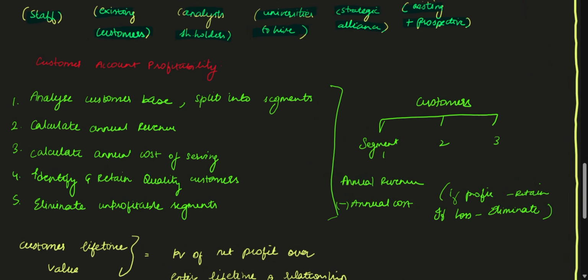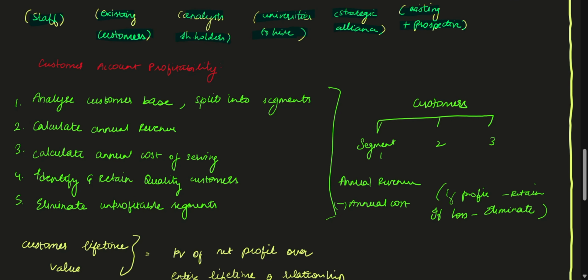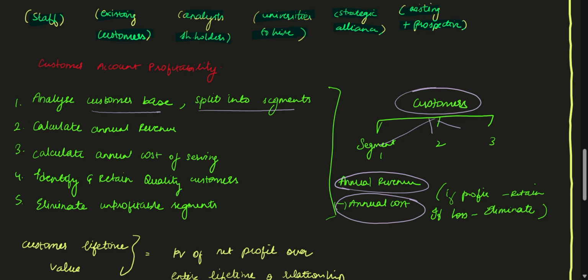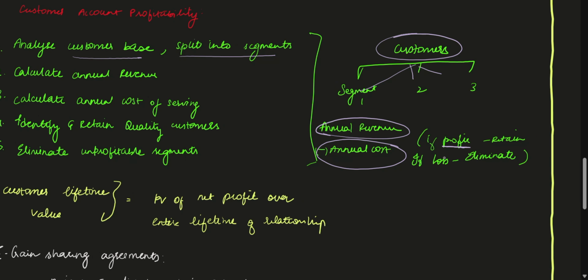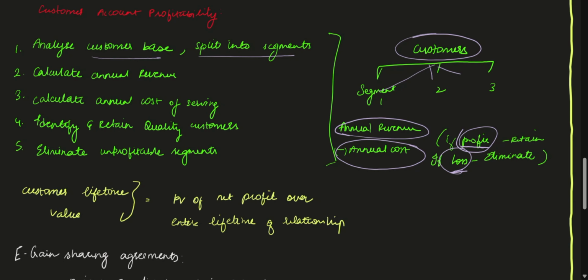Next concept is customer account profitability. That's basically 5 steps. We will have the customers first, and then we will divide them into segments. So analyze the customer base, split into segments. Second step is calculate the annual revenue for each of the segments. Third is to calculate the actual annual cost of each of the segments again. Then we will check if it is profitable or if it is not profitable. So we have to retain the profitable segments, and we have to eliminate the loss segments, that is unprofitable segments.